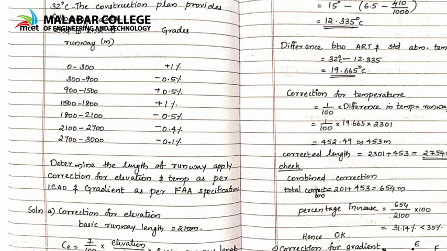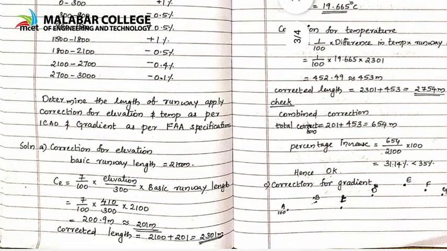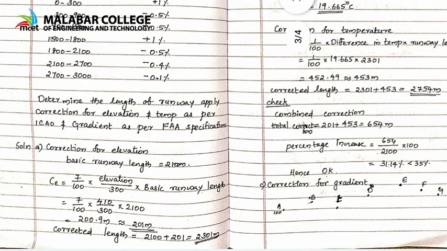The correction for elevation and temperature is as per ICAO. ICAO means International Civil Aviation Organization. Then the correction for gradient is as per Federal Aviation Agency. Okay. Then there are three corrections. First correction, correction for elevation.